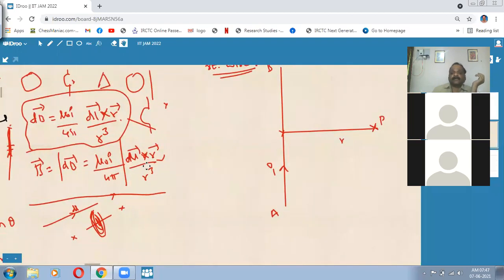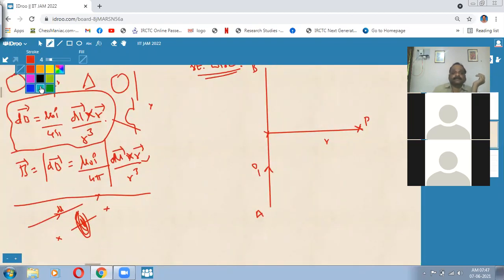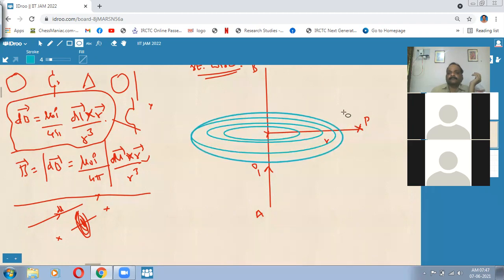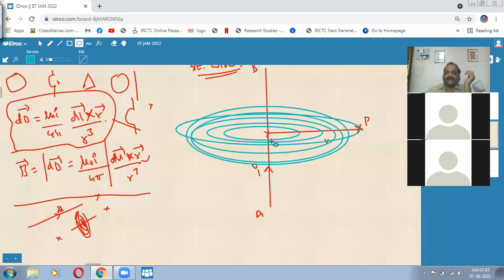Right, so here the magnetic lines of force will be concentric circles like this, something like this. The direction will be like this. Now, what is the magnetic field here?